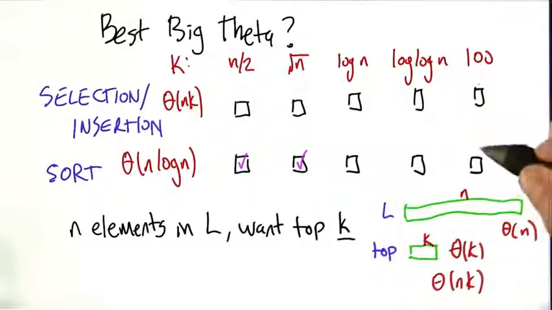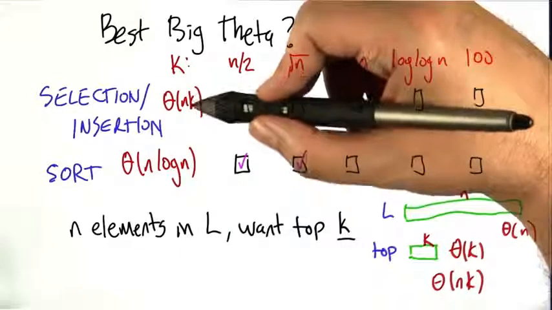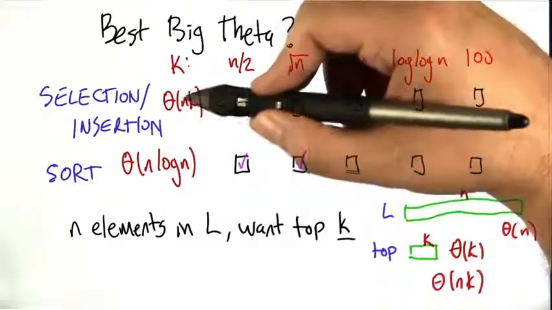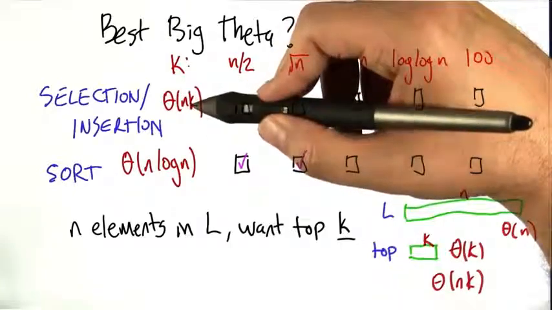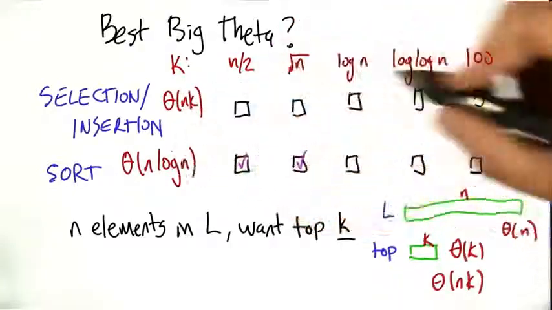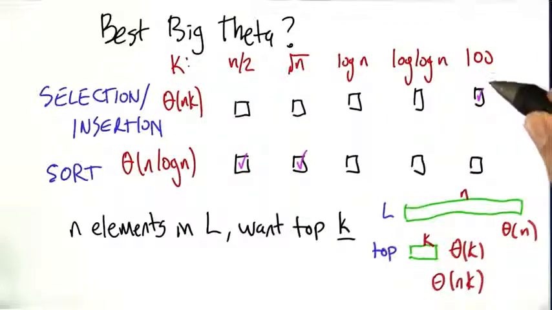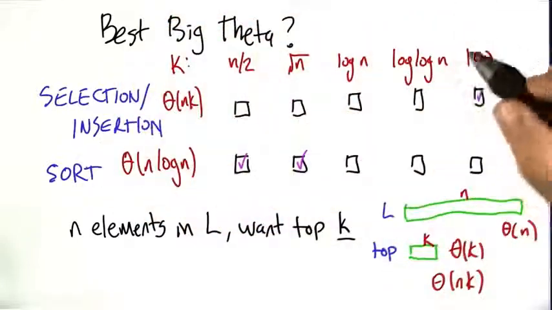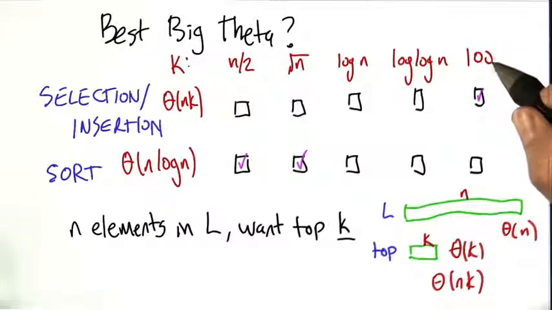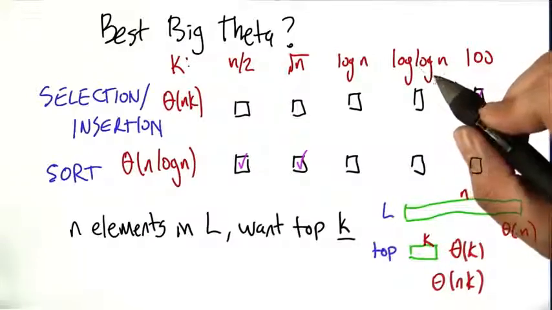What if there's 100 elements in the list? Well, if k is a constant, k is 100, then the big theta of this is just big theta of n. It's linear time. So linear beats n log n. So definitely want to choose these algorithms over sorting if it's a small number of elements that you want to know. Log n is similar.